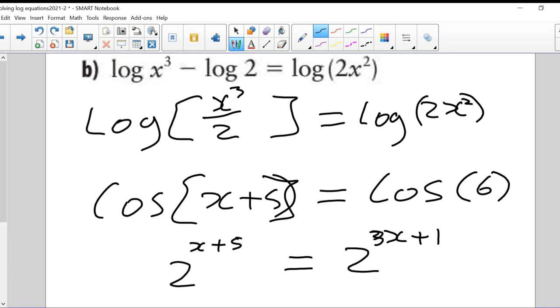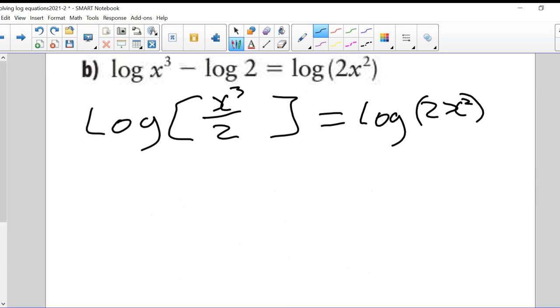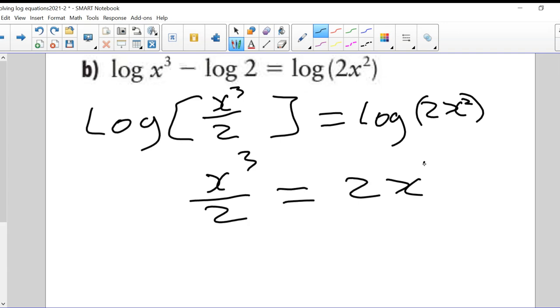Okay then. So let me go ahead and erase all of this stuff because I think people are beginning to see exactly what we could do. If these are both base 10 logs, what that means is that I can just say, since they're both the same base, that x cubed over 2 is just equal to 2x squared. That's what we're saying, right? Now, if they were not the same base, we couldn't do that, right? But they are the same base, so we can do that.